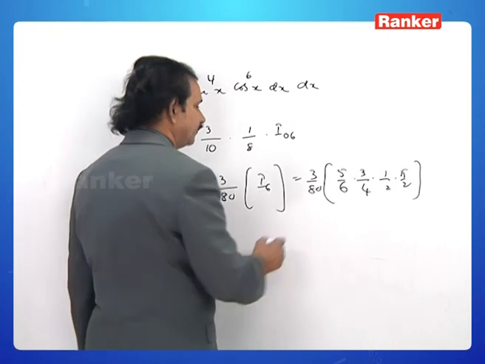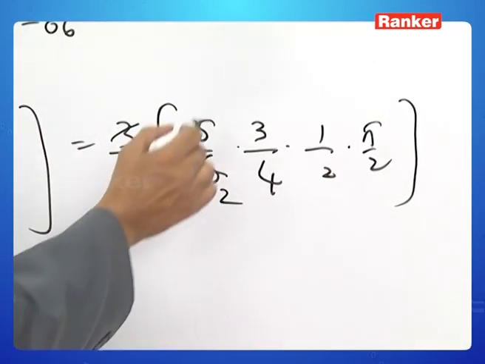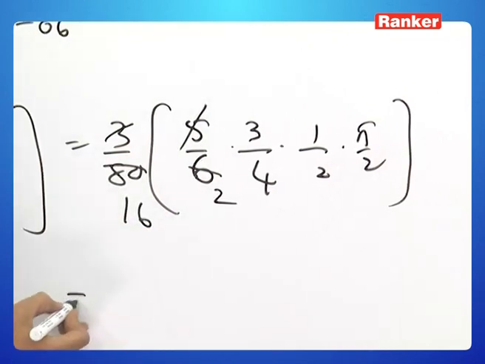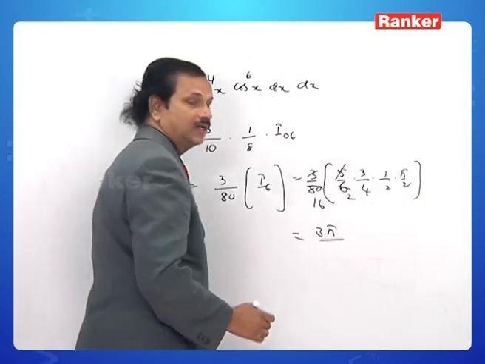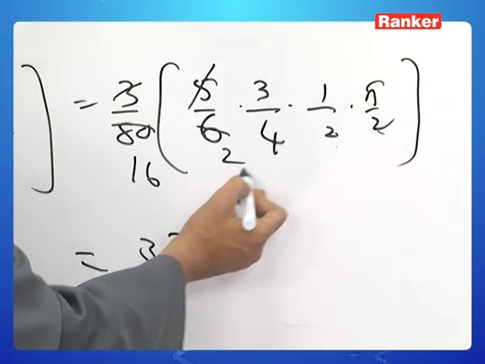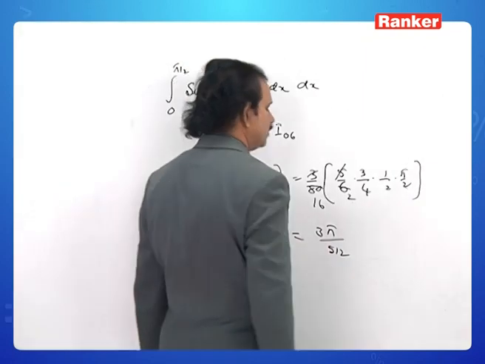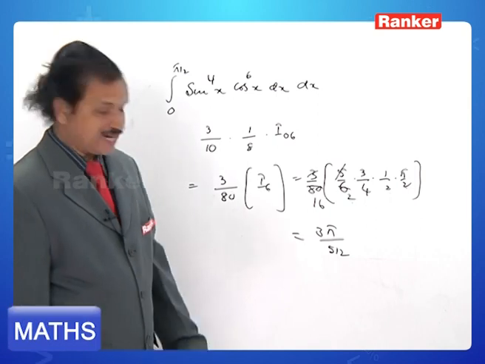Well, 3 goes 2 times, 5 goes 16 times. Altogether, just 3 pi is available in the numerator, and in the denominator it is 2 square into 2 square, 2 power 4, 2 power 5 into 2 power 4, 2 power 9, that is 512. 3 pi by 512 becomes the answer for that.